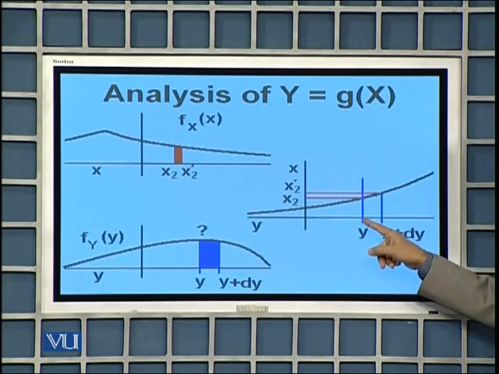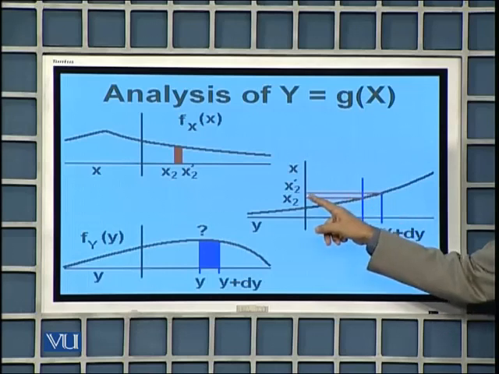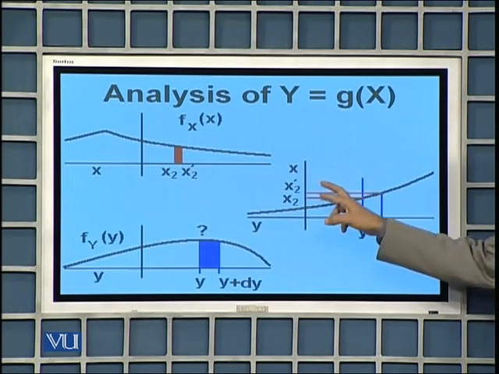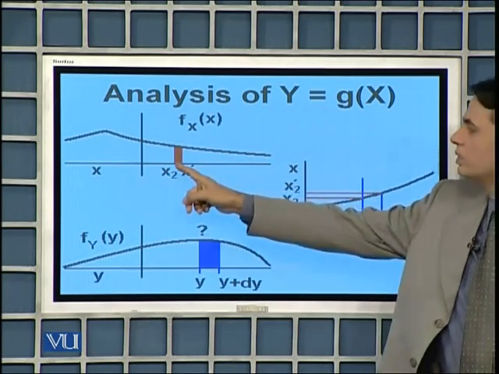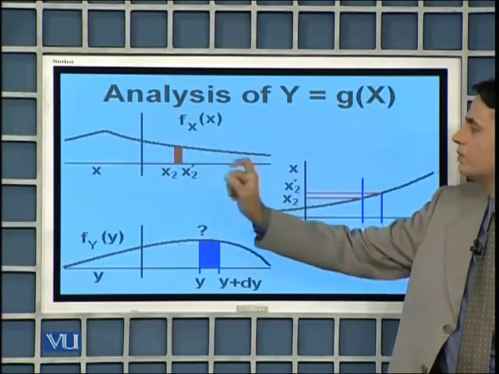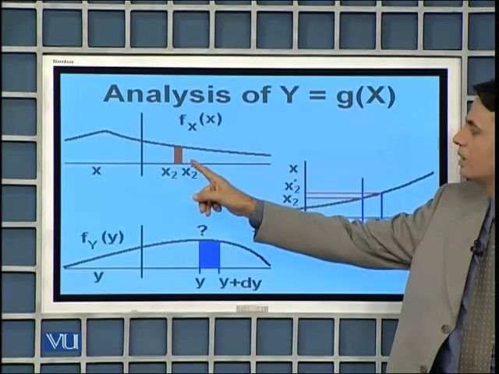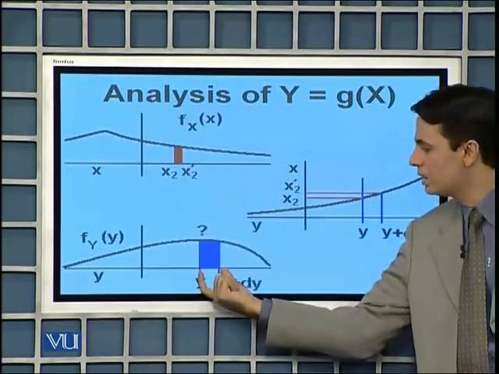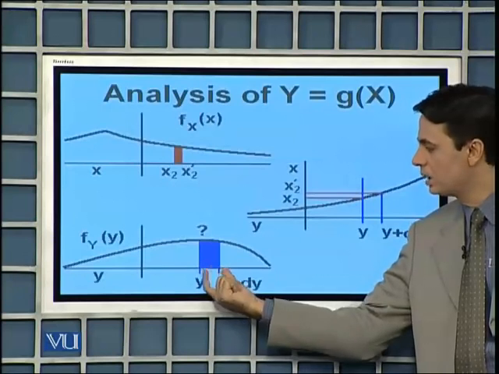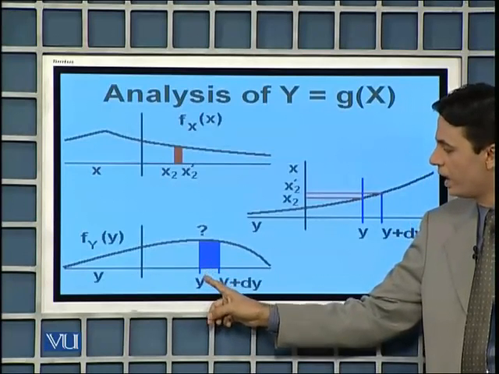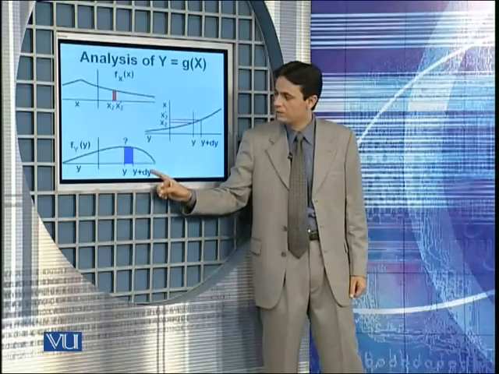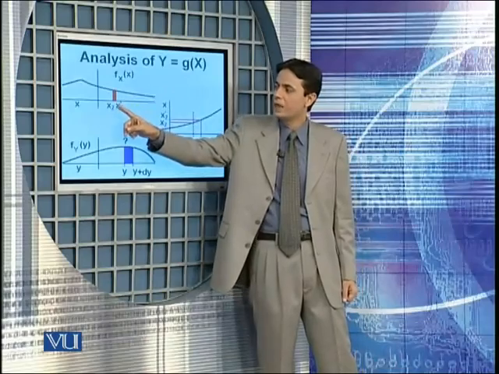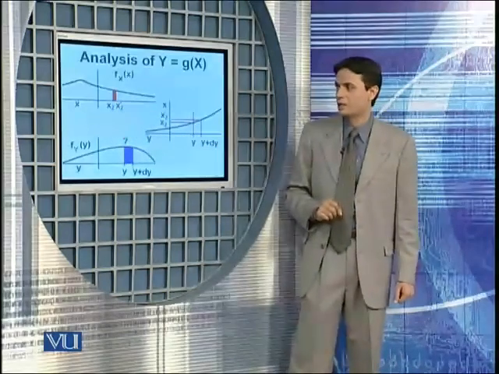So as we move from y to y plus dy, the inverse image moves from x2 to x2 dash. So these are the inverse images which are shown here, x2, and to the right of that x2 dash, because x2 dash is larger than x2. So these 2 points are inverse images of these 2 points. So this interval, which spans values of y from y to y plus dy, is equivalent to this interval which spans values of x from x2 to x2 dash.